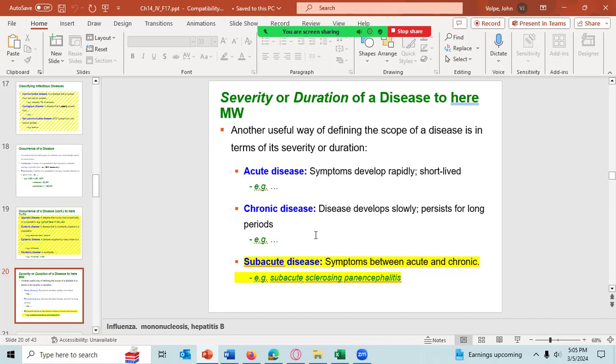There are diseases in between acute and chronic. They're called subacute diseases. I'm not going to discuss them. We're not going to be tested on them. And I imagine none of you are familiar with subacute sclerosing panencephalitis. That would be a subacute disease. Any question about these?